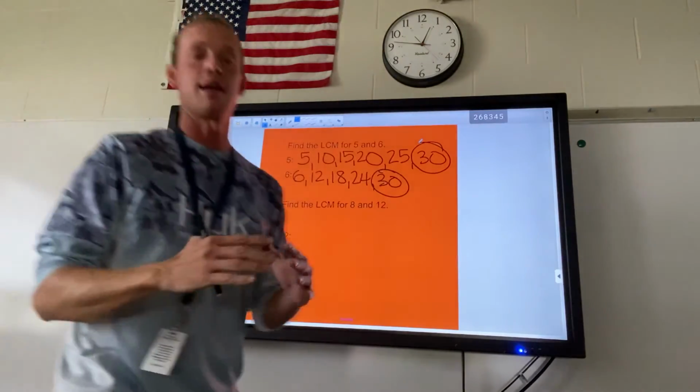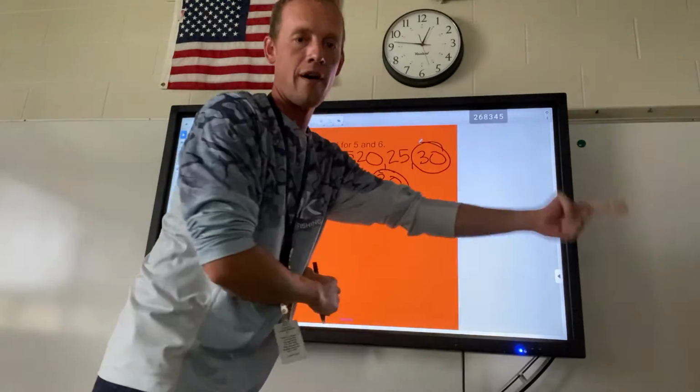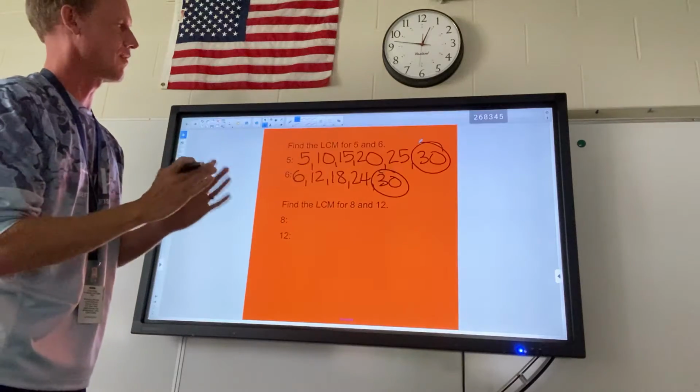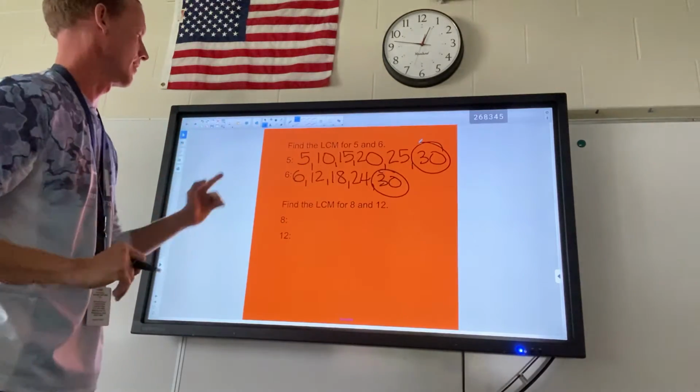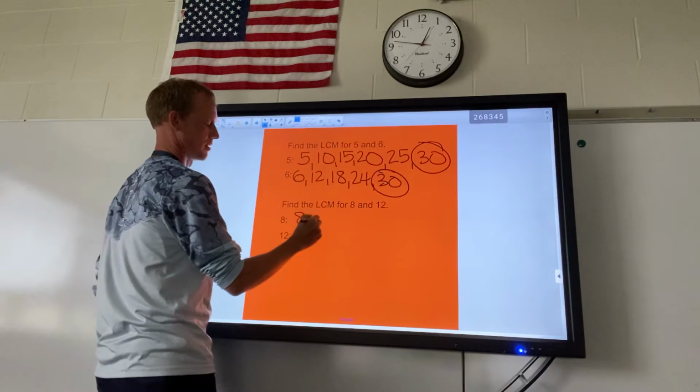Again, we can't find the biggest common multiple because they go on forever. We can find the lowest one, the first one in common. Now it says for the next one, find the least common multiple for 8 and 12. So you're going to list multiples of 8.